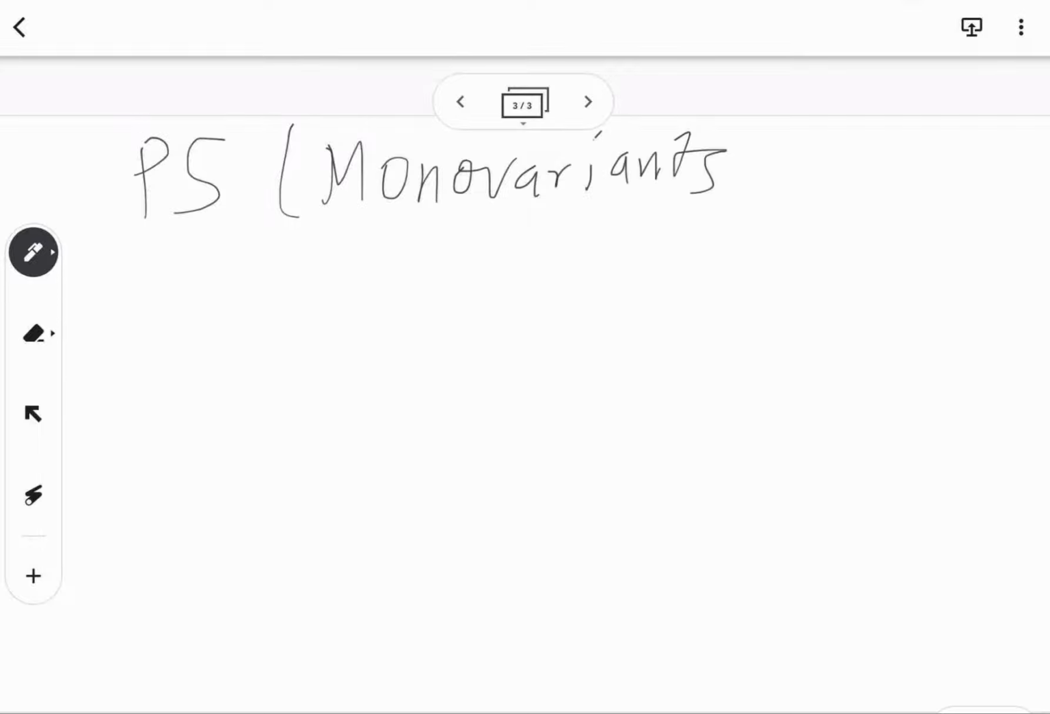Now we can move on to monovariants. So this is P5, monovariants. After a few more problems, I think we can solve some harder problems. This is just some introduction. Some of these problems are hard, it depends on what skill level you are.